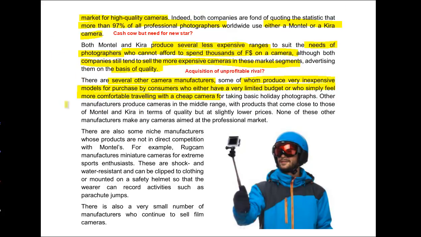And we get a mention here that other manufacturers produce cameras in the middle range with products that come close to those of Montel and Kira in terms of quality, but at slightly lower prices.